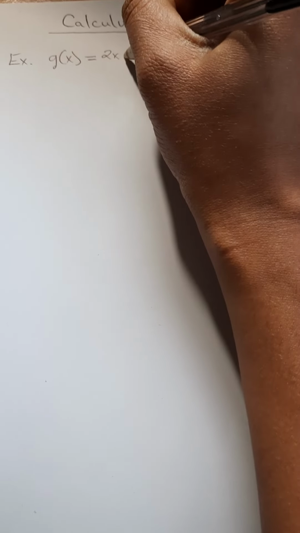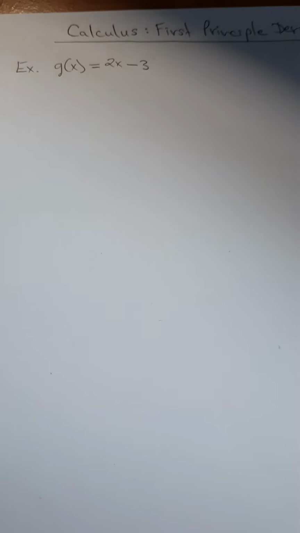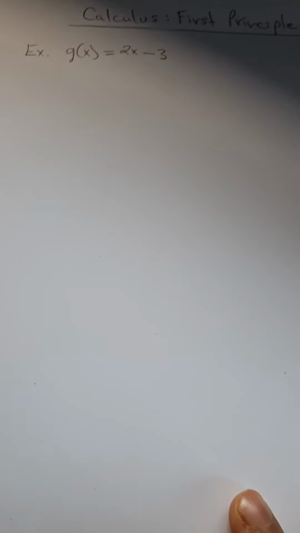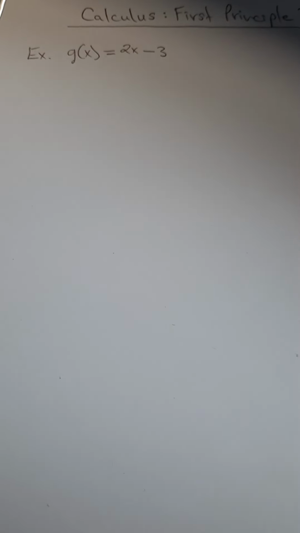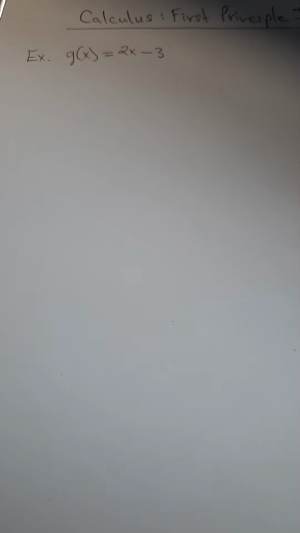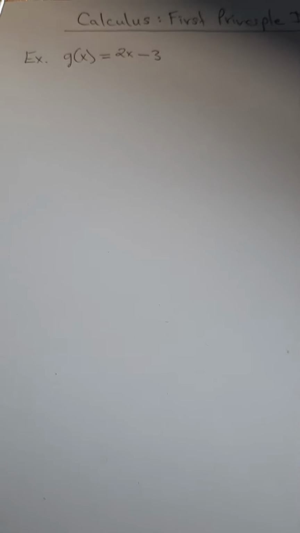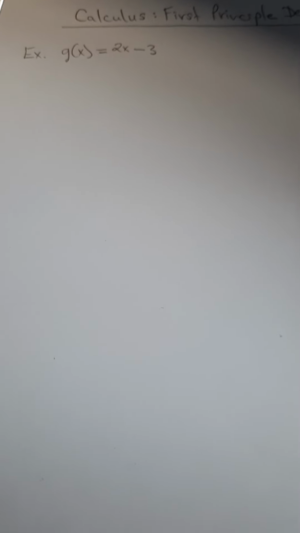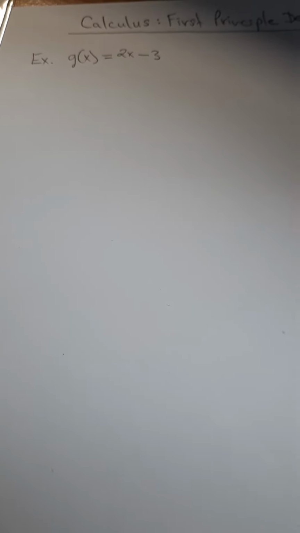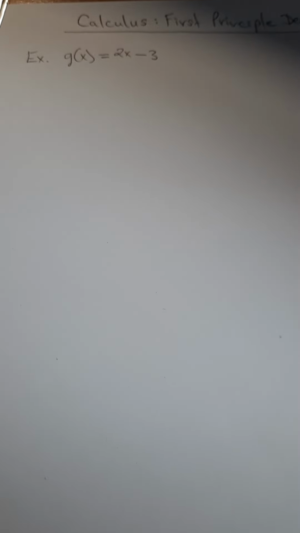So let's try one question here. It says calculate the derivative of g of x equals 2x minus 3. And it says from first principles. So the first principle basically means the actual derivative that you're finding is from the principle of using the x plus h. So let's write down.